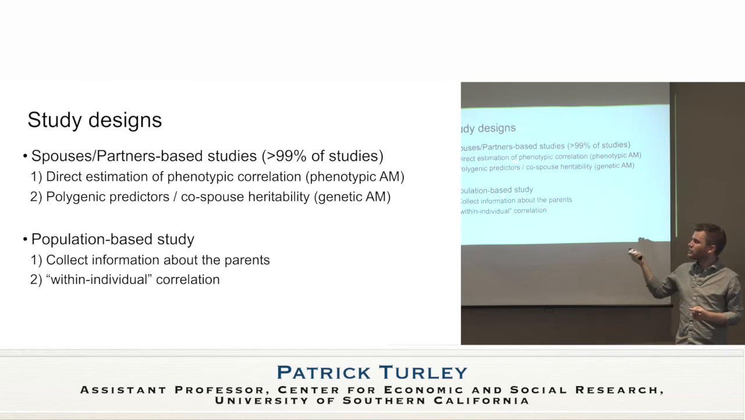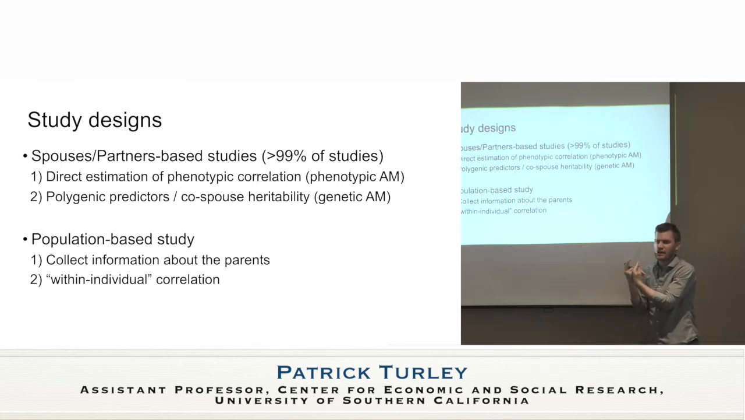So another thing that we could do, so let's say that the problem with all of these kinds of studies is that they require data on mate pairs, and data like that are difficult to come across potentially, right? And so maybe there's a better way to do it if we have population-based data on unrelated individuals.